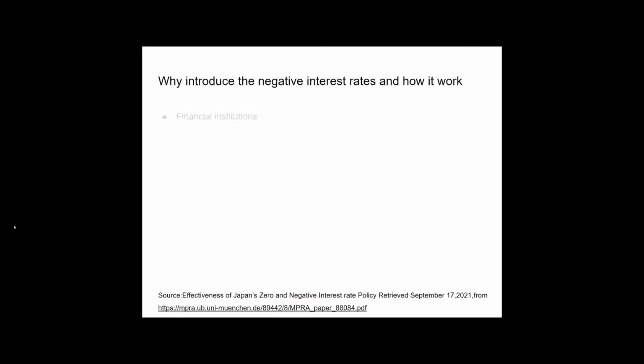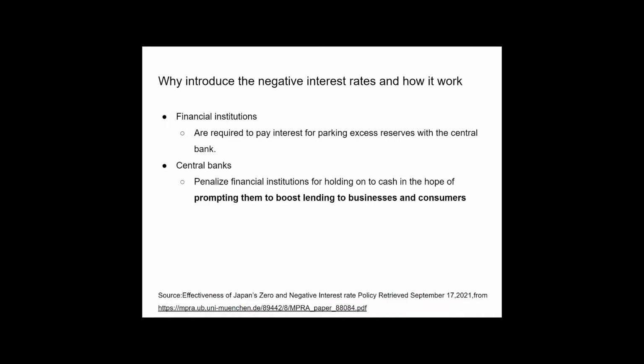Under this policy, financial institutions have to pay interest on excess reserves to the central bank. In other words, any excess cash that the bank keeps in excess of the regulatory requirements. In this way, the central bank will punish financial institutions for holding cash in order to encourage them to increase loans to businesses and consumers.